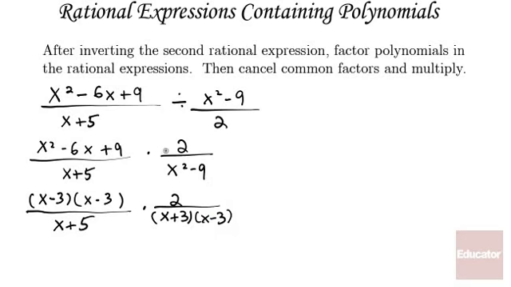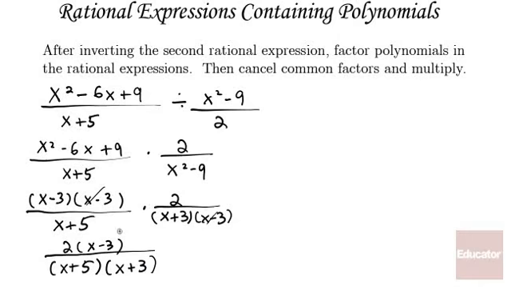So I inverted the second expression, did my factoring. Now I'm going to cancel common factors. Common factors here are x minus 3. It's the only common factor that I see. No other common factors. So now it's time to multiply. And what I have left is x minus 3 times 2, putting the 2 out in front. And in the denominator, I have x plus 5, x plus 3. And I leave that as it is in factored form.